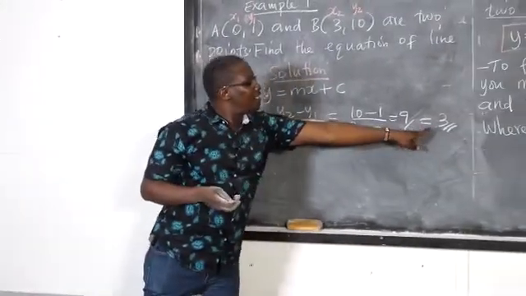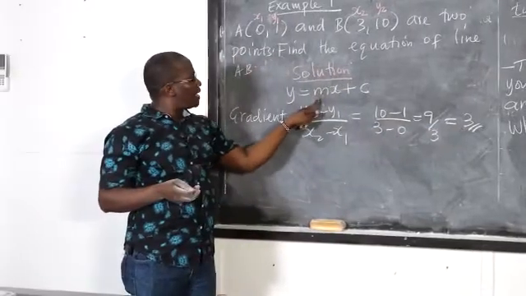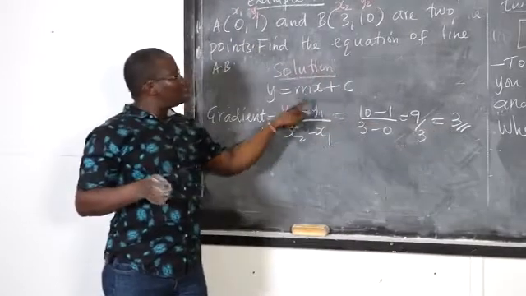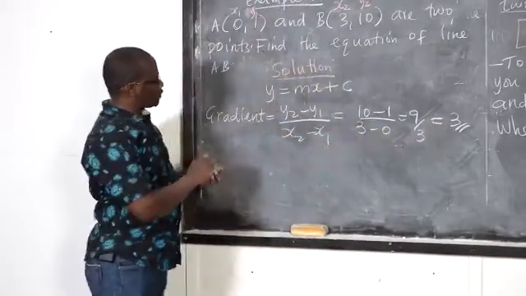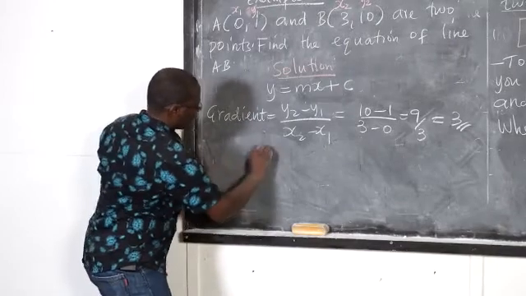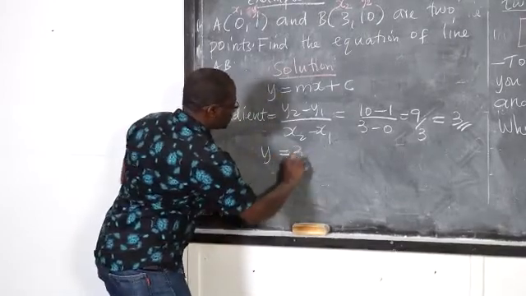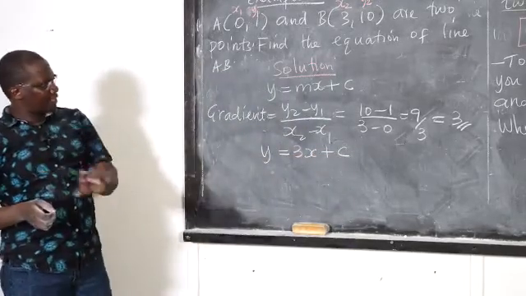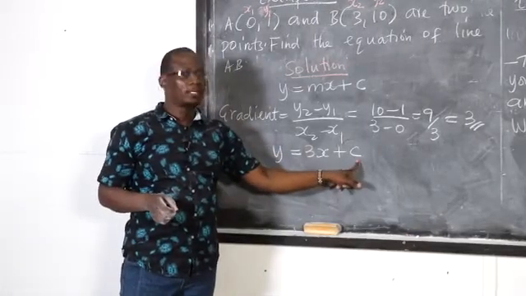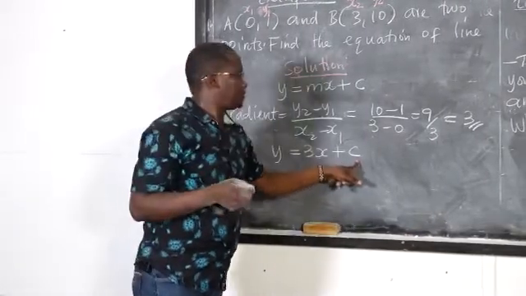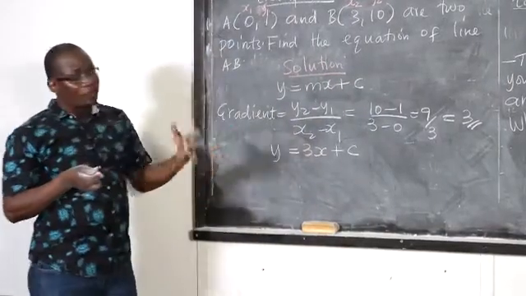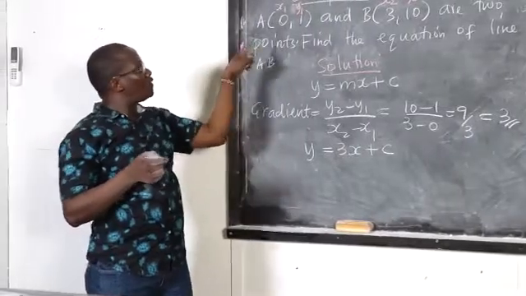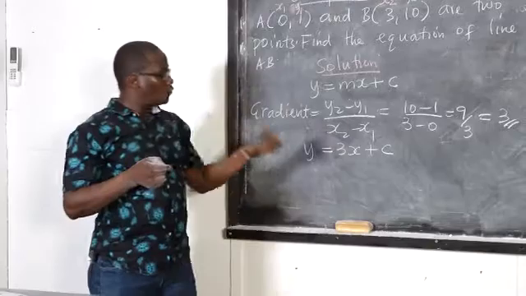So the gradient is our m. From the equation here, we've already known the value of m to be 3. So where there's m, substitute it with 3. So from this equation now, you'll have y equals 3x plus c. The next task is to find the value of c, where the line crosses the y-axis. Remember, sometimes they'll give you the diagram where you will be able to see where the line crosses the y-intercept. But in this case, when you're given the 2 points, it's upon you to find the value of c.